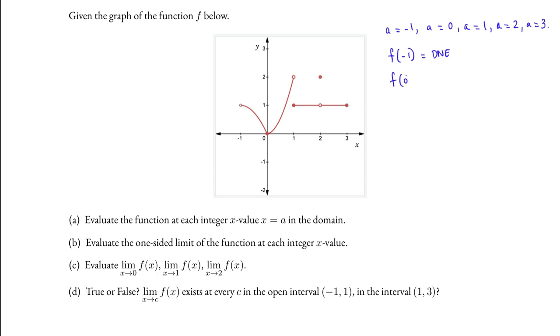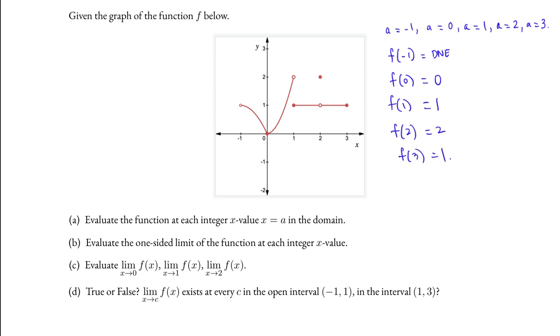f of 0 is 0. f of 1 is 1. Notice that potentially at x equals 1 we would go to the graph, but the function is only defined if the closed circle is used. So when x equals 1, y is 1. Similarly, when x equals 2, y is 2. Again, closed circle. f of 2 equals 2. And f of 3 is 1.